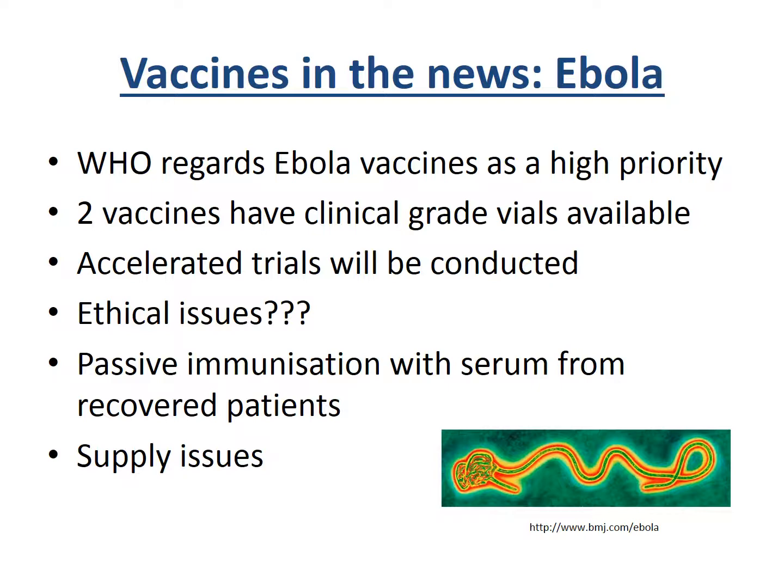With Ebola, they also used a lot of passive immunisation to stop the last big outbreak, using serum from recovered patients to get the antibodies, purify those, and re-administer them to people who were sick to get them better quickly. And supply issues.